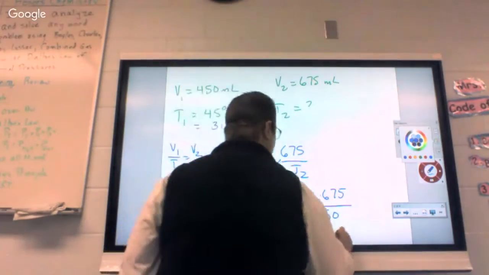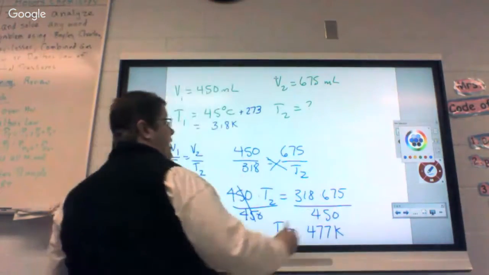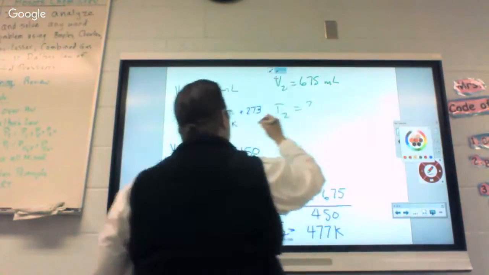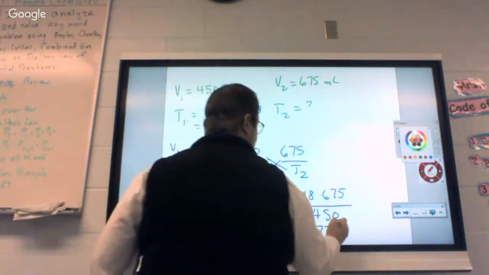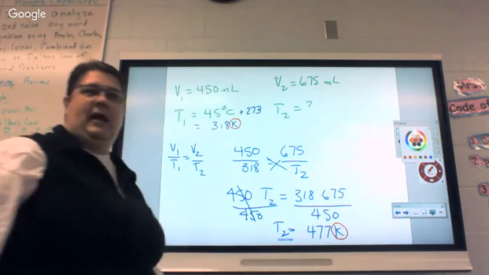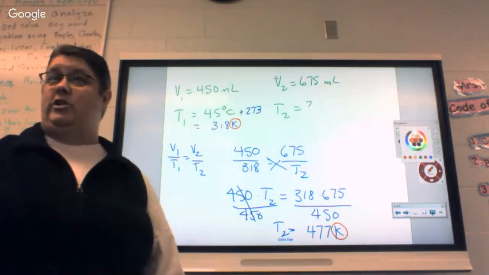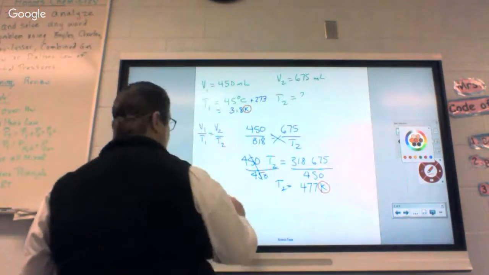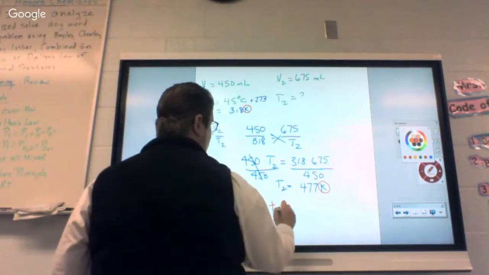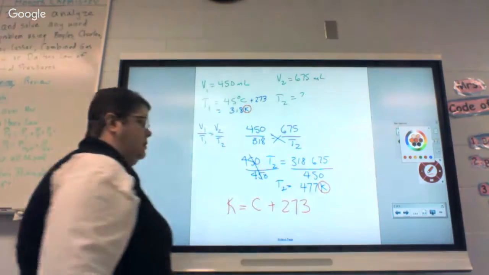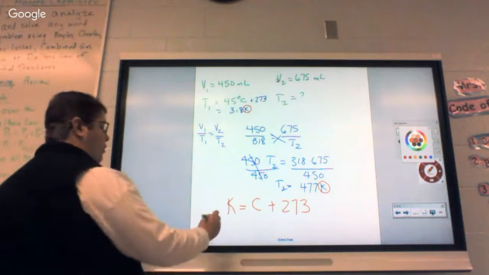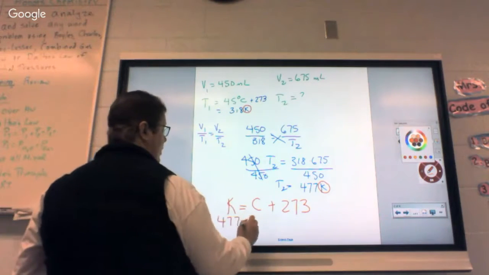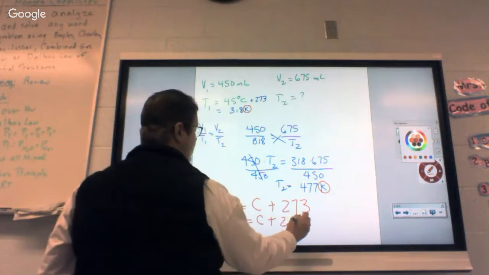Okay, so that's my Kelvin. Because my units have to do what? I have to match, right? So I got my Kelvin. So the question said find Celsius. So now you're going to use your formula. K equals C plus 273. So my K is 477 equals C plus 273.